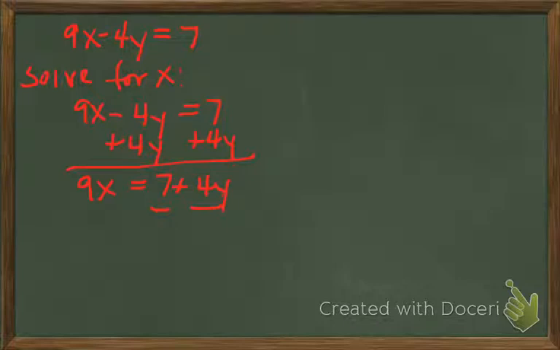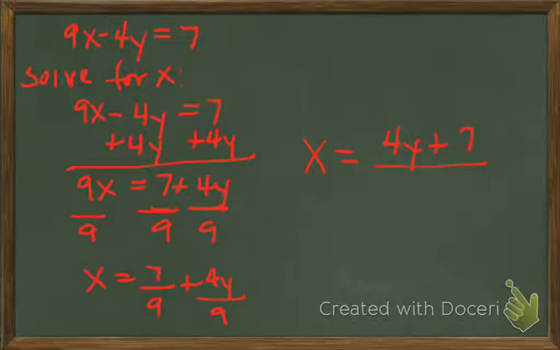Now, we're multiplying x by 9. Opposite of that is division. x equals 7/9 plus 4y over 9. Now, could you write this as one fraction? Of course you can. A lot of different ways to write this. You could write 4y plus 7 over 9, and that would be equally as good.